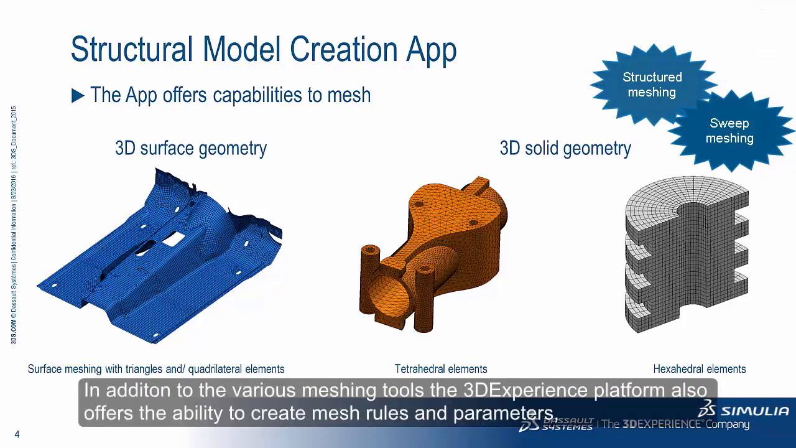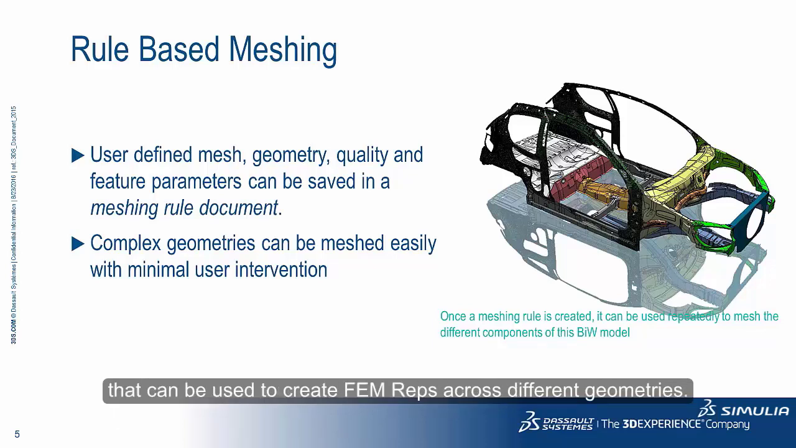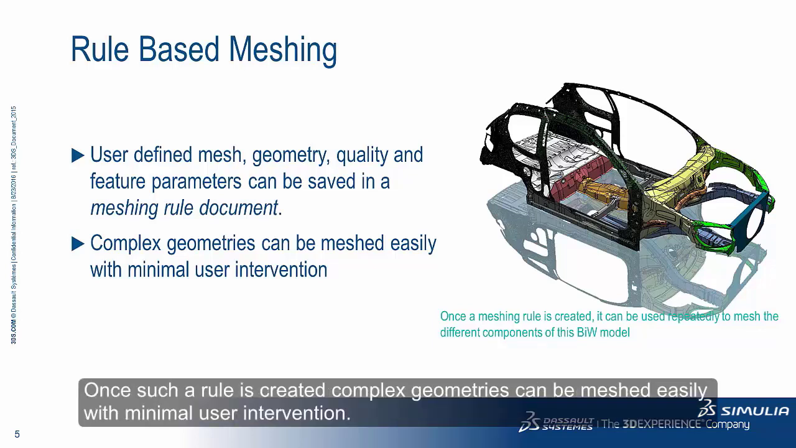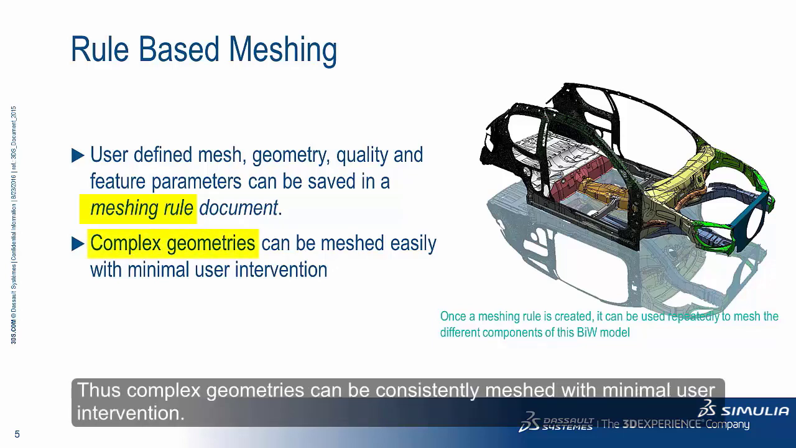In addition to the various meshing tools, the 3DEXPERIENCE platform also offers the ability to create mesh rules and parameters that can be used to create FEM reps across different geometries. Once such a rule is created, complex geometries can be meshed easily with minimal user intervention. For example, a meshing rule can be used to mesh the different components of this body in white model. Thus, complex geometries can be consistently meshed with minimal user intervention.